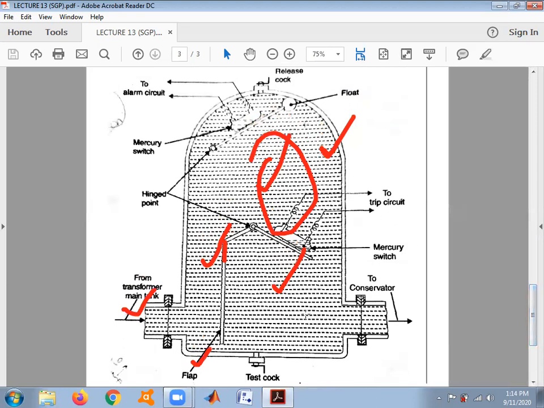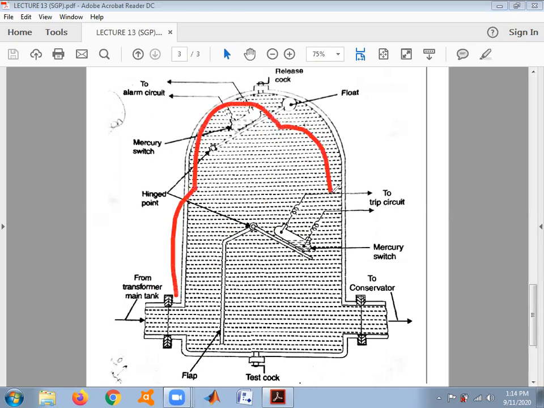As we look into this figure, it represents the Buckholz relay. This whole arrangement is considered as a Buckholz relay. This is a pipe connecting the transformer main tank to the conservator tank. Between this pipe, this is the Buckholz relay as shown in the above figure.